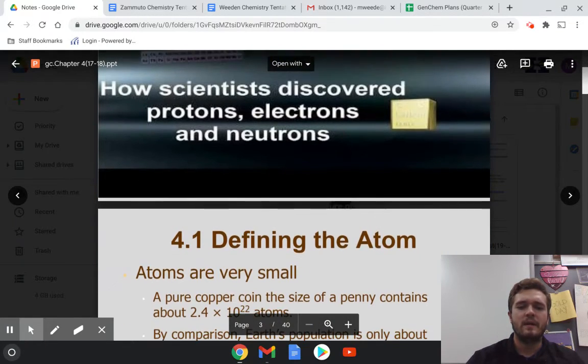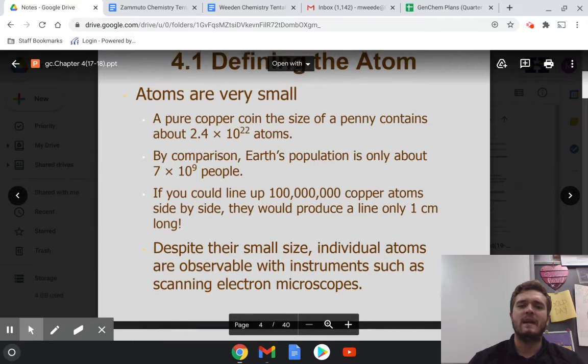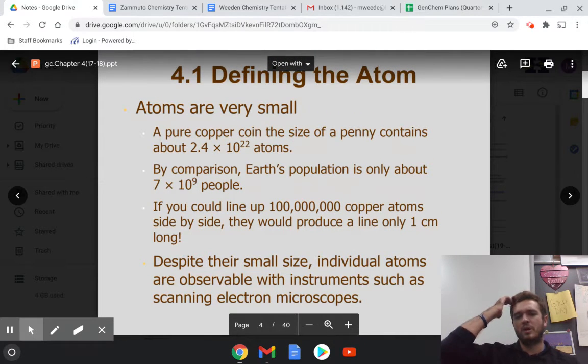Okay? And so when we define an atom, we know that atoms are going to be very small. So if we talk about size comparison, if we look at a copper coin, like a penny, that's going to contain 2.4 times 10 to the 22 atoms. That is a very, very large number.